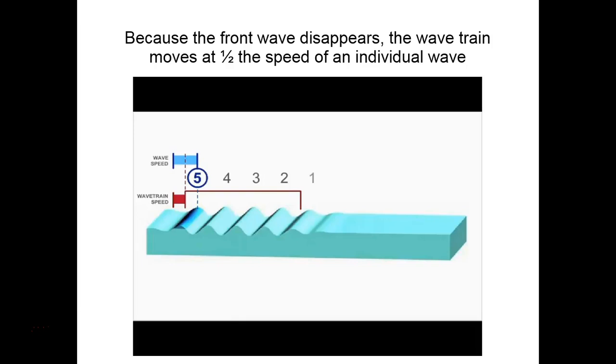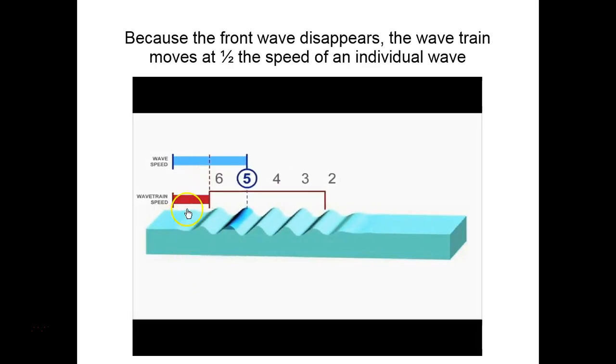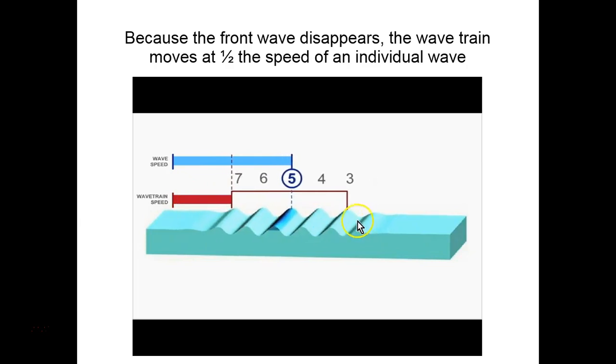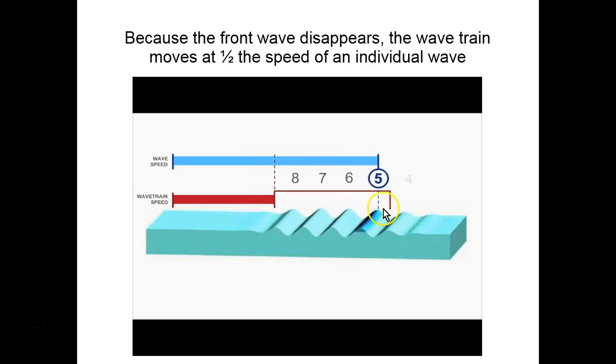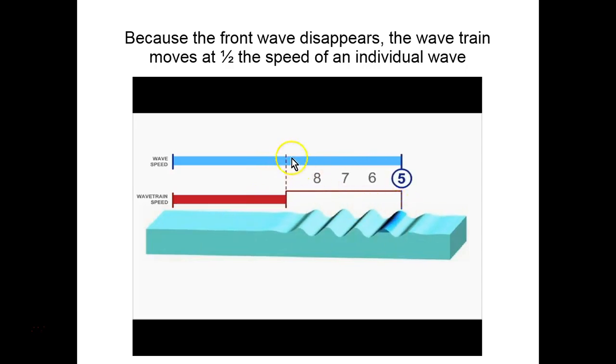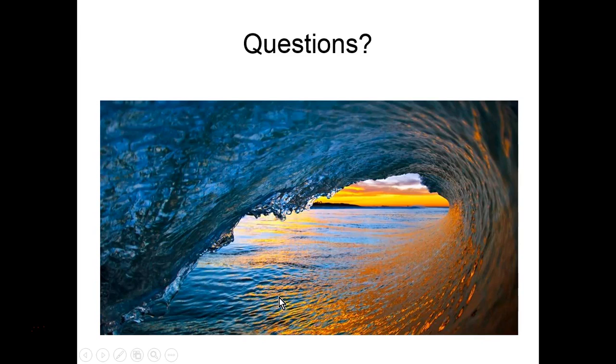Okay, so again, because the front wave disappears, the wave train moves at half the speed of an individual wave. So watch this animation and you'll see the red is the speed of the wave train and the blue is the speed of an individual wave. Okay, so as it goes along, because the front wave is going away, the speed of the wave train altogether is only half the speed of an individual wave within that wave train.